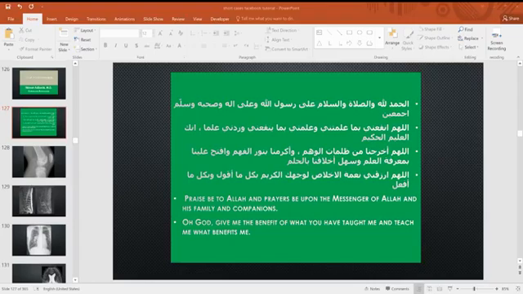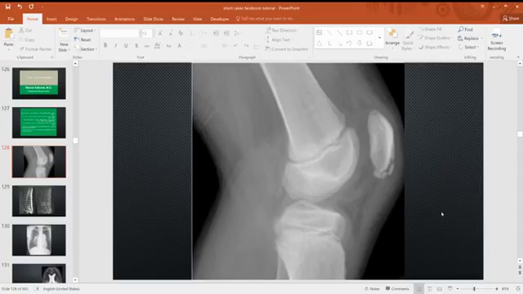Okay, we can start our short discussion cases. This is the first case. Child with pain, anterior knee pain. What do you see? What is your diagnosis?